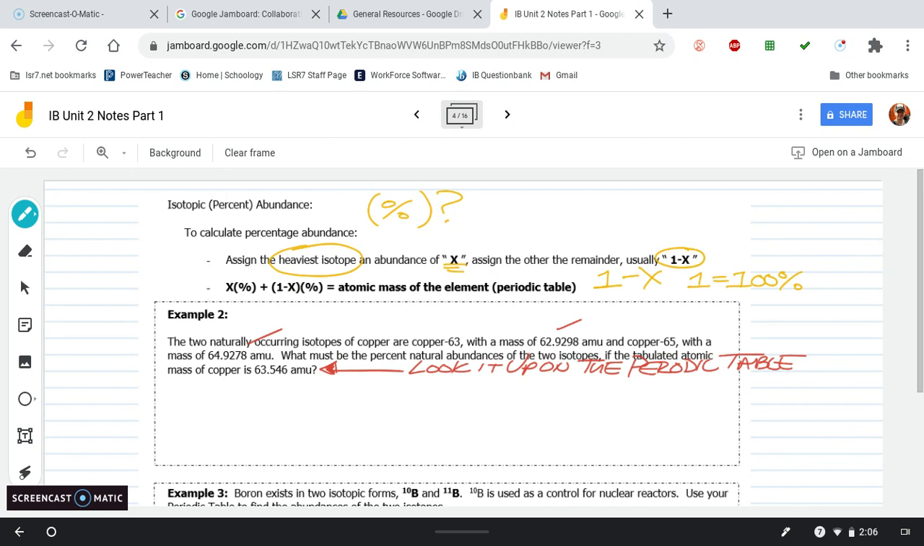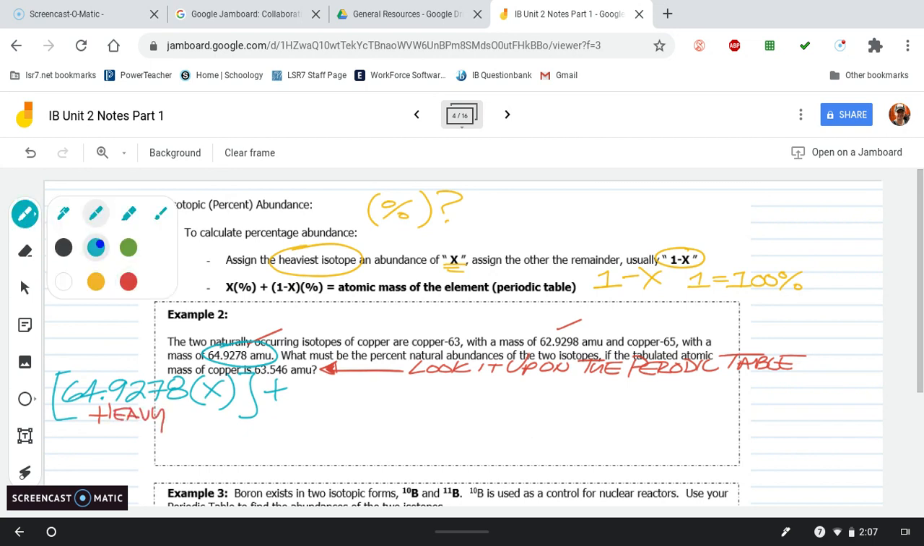So what I'm going to do, take the heavy one, and I'm going to give myself a little more space. So I'm going to go 64.9278, and I'm going to multiply it by X. I'm going to add it. So this is going to be the bigger weight, not necessarily the bigger percentage. And you may want to make a note that I always put the heavy one here. So this is the heavy one, or heavier.